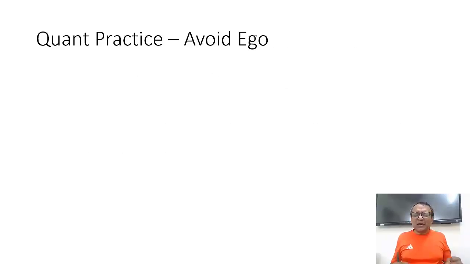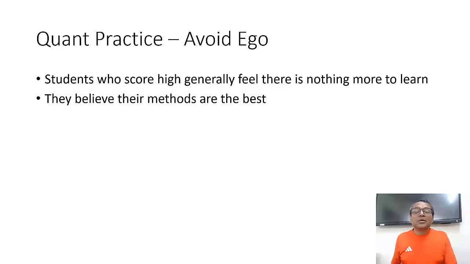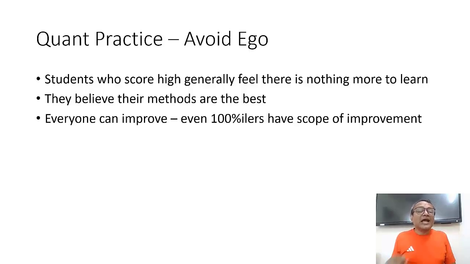Avoid ego. One more thing. If you really want to score 100 percentile, avoid ego. A lot of students score very high, and when they do, they feel, I already know it, I don't have to learn more. It's a very wrong way of thinking. The people who really score 100 percentile keep on learning, and that's what differentiates them from others. Unfortunately, people who already score high believe their methods are the best, but that is wrong. Everyone can improve.